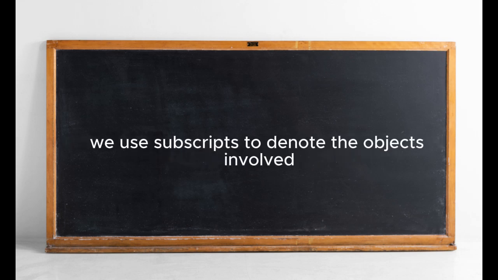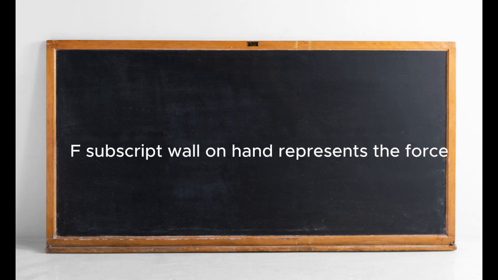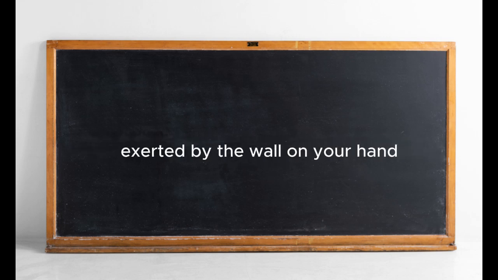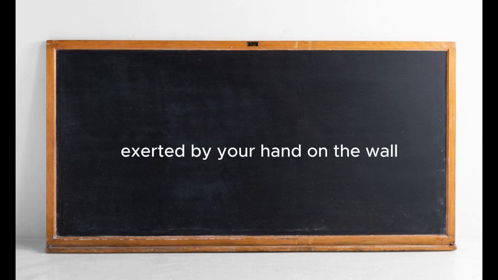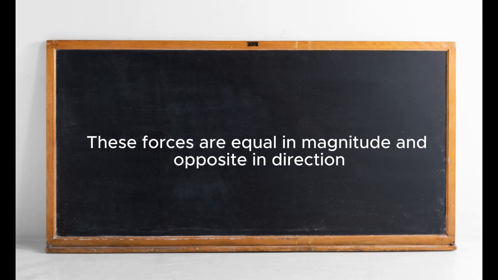To represent this, we use subscripts to denote the objects involved. F subscript wall on hand represents the force exerted by the wall on your hand, while F subscript hand on wall represents the force exerted by your hand on the wall. These forces are equal in magnitude and opposite in direction.